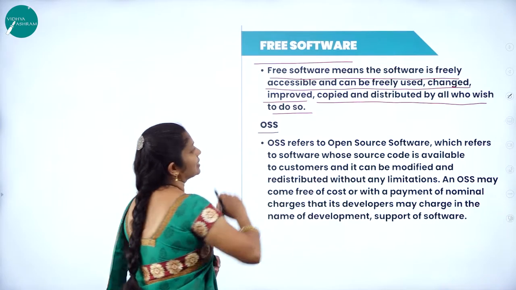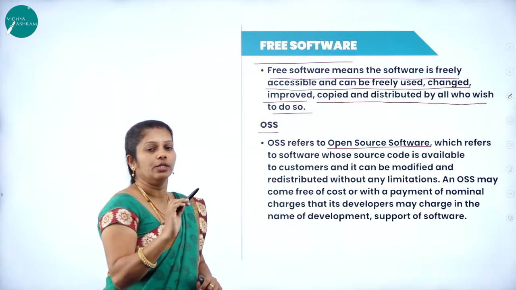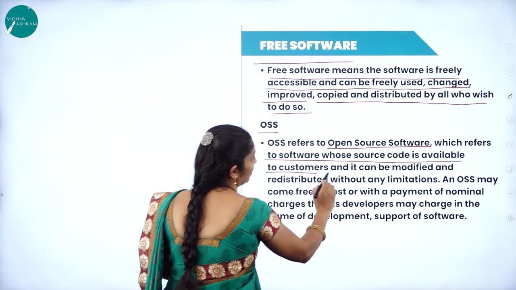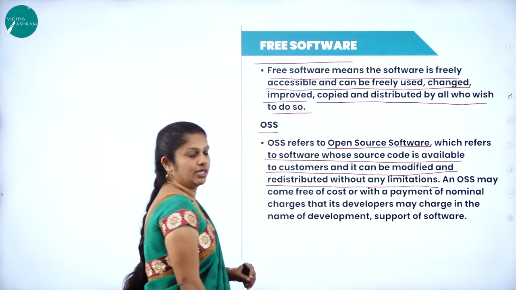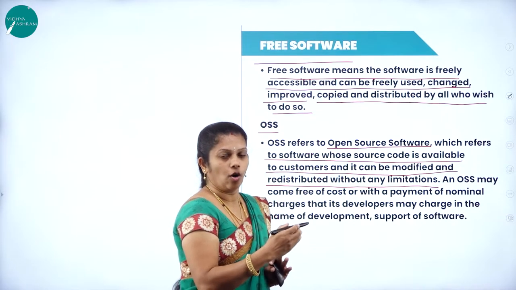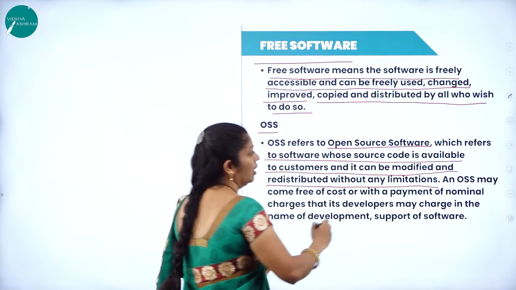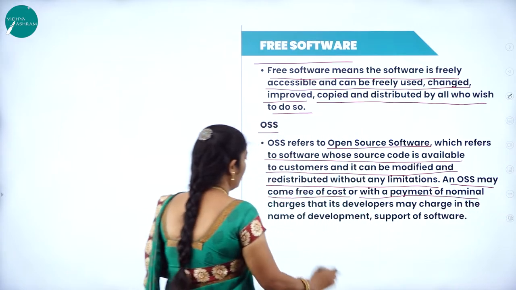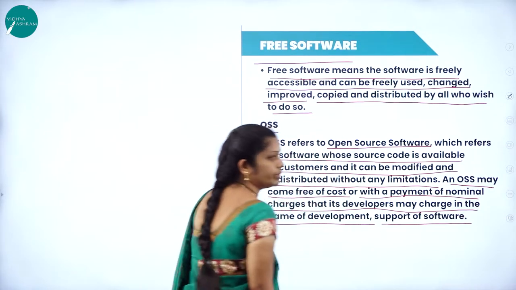And the next one, OSS. OSS refers to open source software, which refers to software whose source code is available to the customer and can be modified and redistributed without any limitations. Whatever software we have, we can copy it, edit that copy, and later redistribute the same copy after making some changes. And OSS may come free of cost or with a payment of nominal charges that its developers may charge in the name of development support of the software.